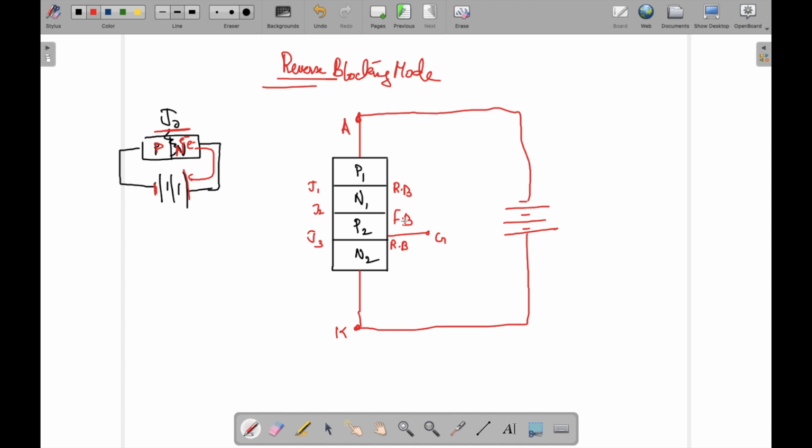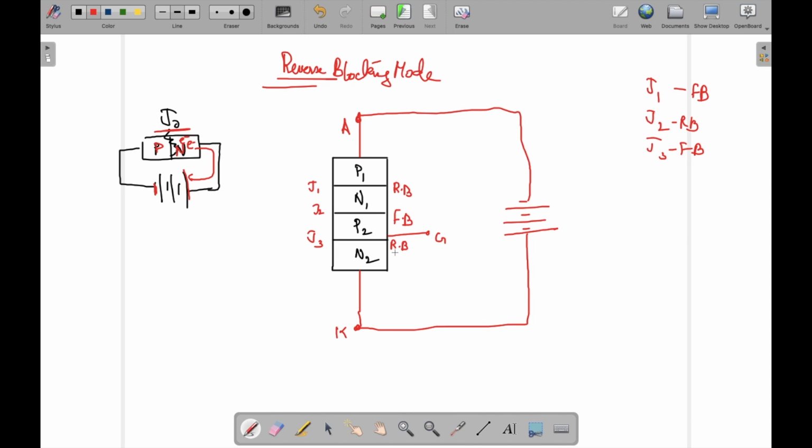So in the previous case we had J1 forward biased, if you remember, J2 reverse biased and J3 forward biased. So now it is just reversed. Now J1 is reverse biased, J2 is forward biased and J3 is reverse biased.